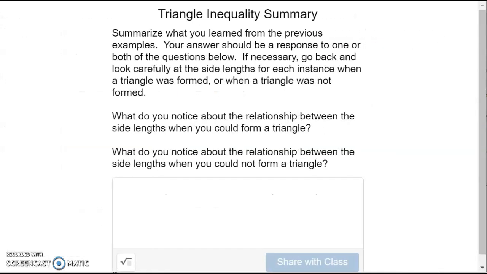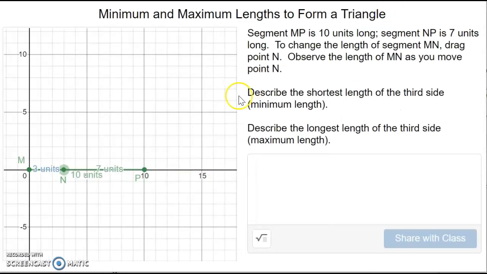Okay, so summarize what you learned from the previous example. Your answer should be a response to one or both of the questions below. What do you notice about the relationship between side lengths when you could form a triangle? What do you notice about the relationship between the side lengths when you could not form a triangle? So basically, you could sometimes form a triangle, sometimes not. It really depends on the length, right? So let's go to the next one.